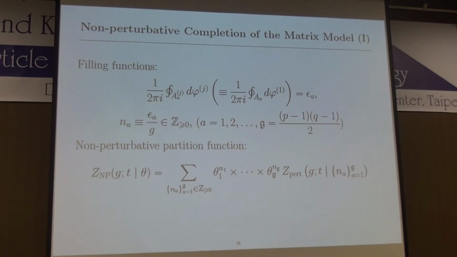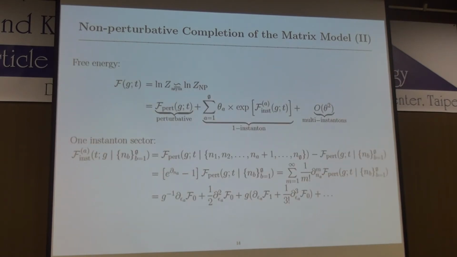And indeed, if you do the expansion, you'll find all this information looks like this. Here, this is the expansion to first order in theta. So you can see that the first part is the perturbative part. And the second part is what we usually call the instanton contribution. So theta here is the weighting factor for each instanton action.